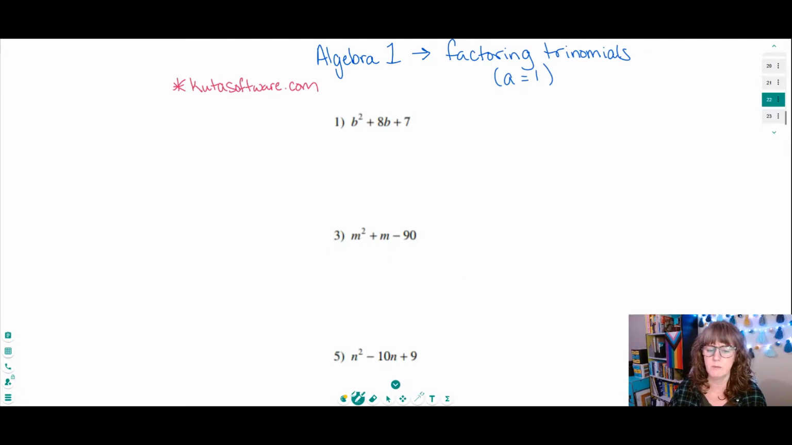So kind of like what we did last week, where we multiplied things together and then learned how to separate it back apart and factor it out. That's what we're doing here with the binomials and trinomials.